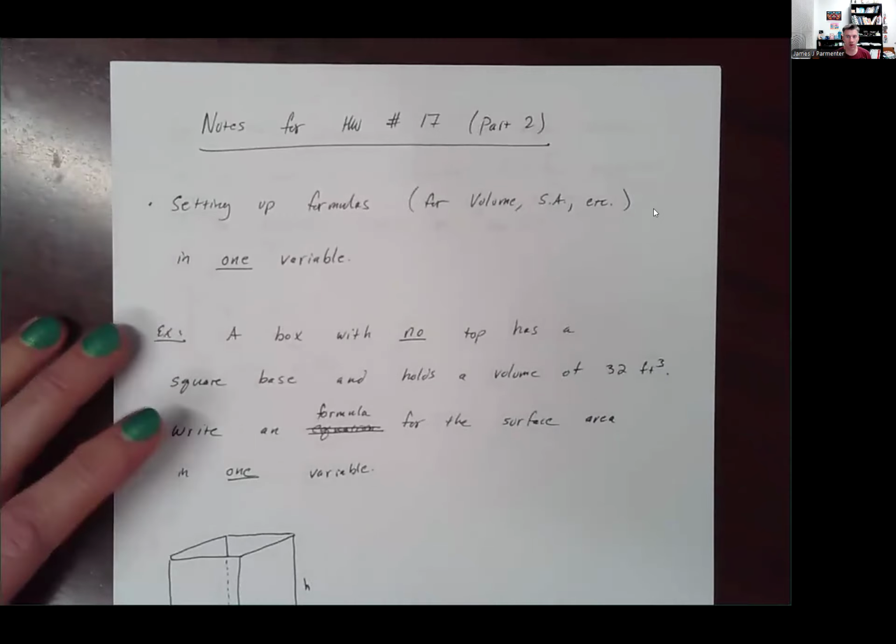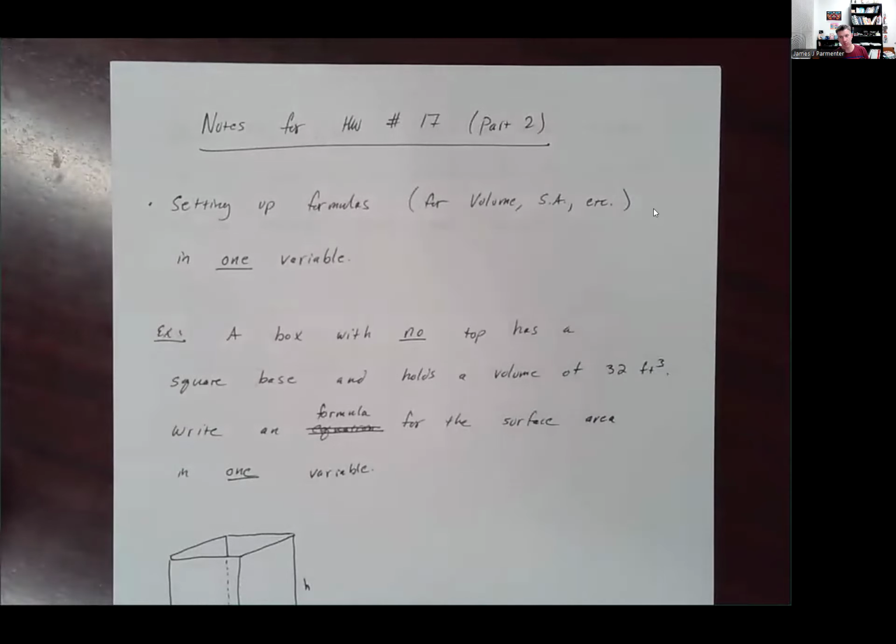Hey everybody, here are the notes for homework number 17, part 2, which is essentially just setting up formulas for things. I know that's not very specific, but it's kind of how it is. I'm setting up formulas for volume, surface area, etc. in one variable. So often, especially in the first quarter of calculus, 17A, 21A, 19A, you'll want to be able to set up the equation or formula for the volume of a box or the surface area of something in terms of just one variable, but you often have to start off with two.